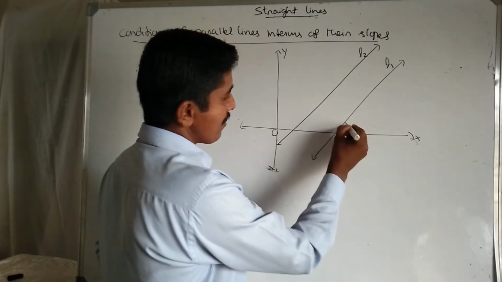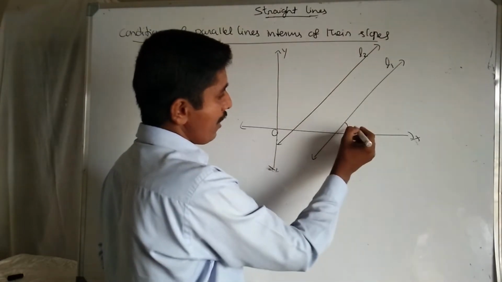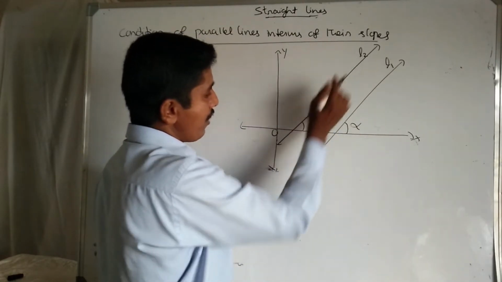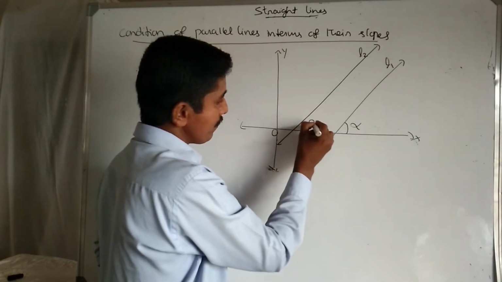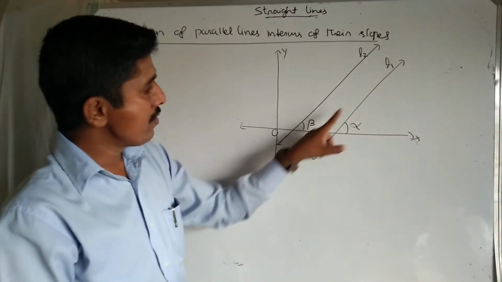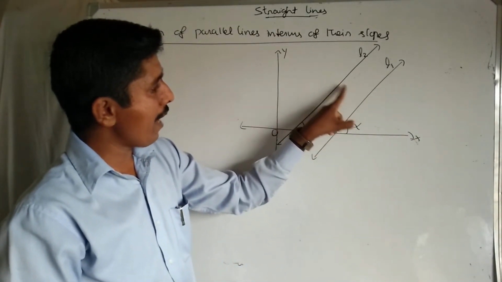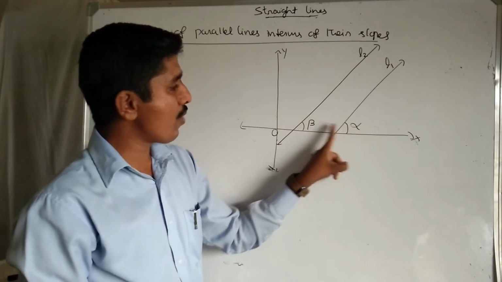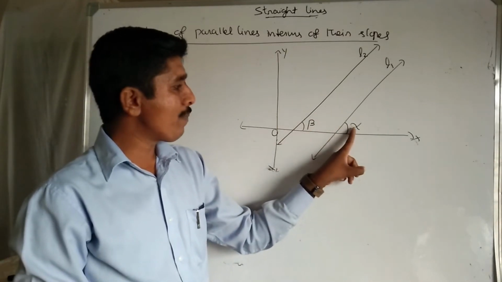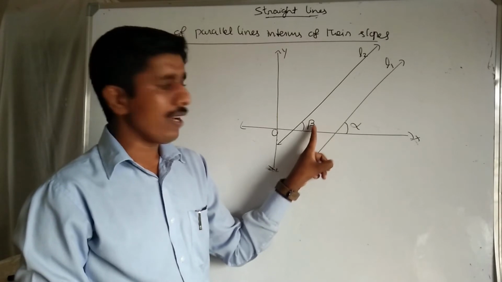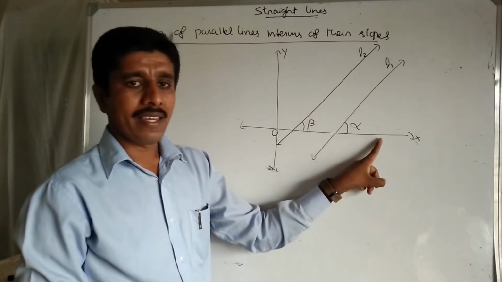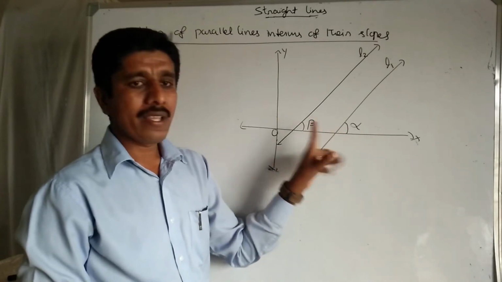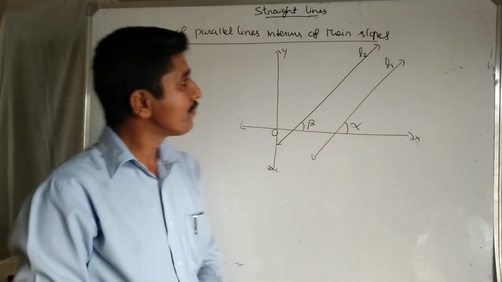Let the inclination of line L1 be alpha, and the inclination of line L2 be beta. Here the two lines are parallel, so what about their inclinations? Clearly these two are equal, because alpha and beta are both inclinations measured from the x-axis. Got it.